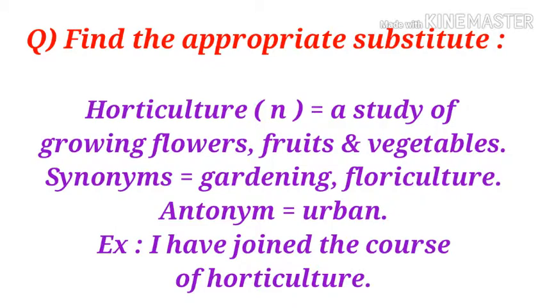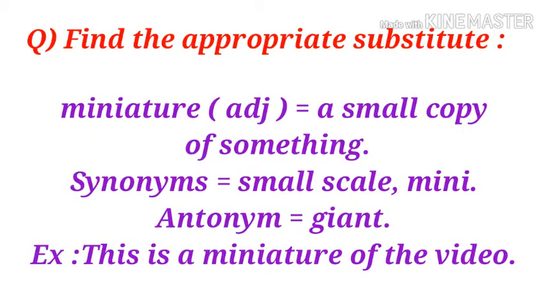Okay, very simple word. Then second option is miniature, a small copy of something. It is an adjective and its meaning is a small copy of something. That is known as miniature. Its synonyms are small scale, mini, and its antonym is giant. Obviously its antonym will be giant only. Its example is, this is a miniature of the video. That means a short copy of something, a short copy of the video, that is known as miniature.